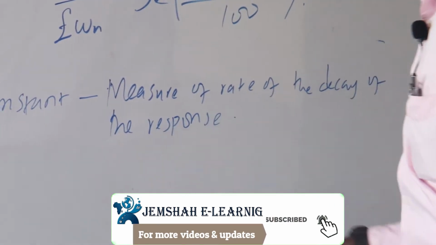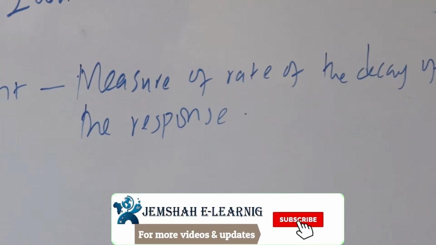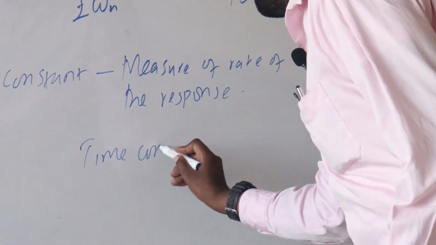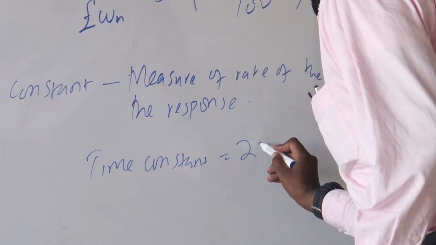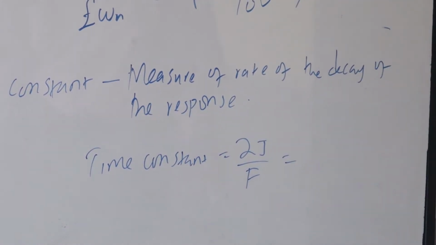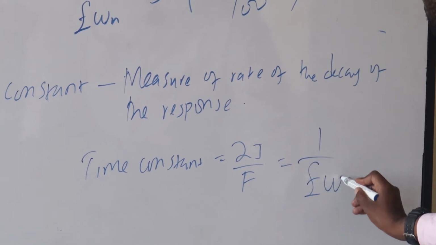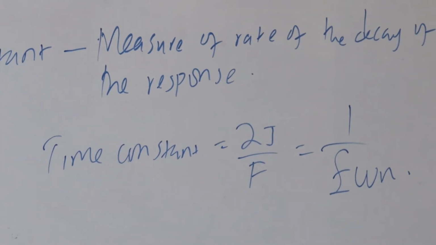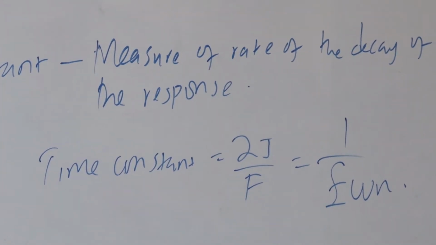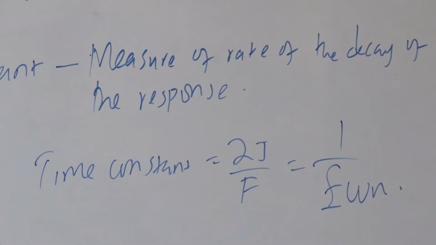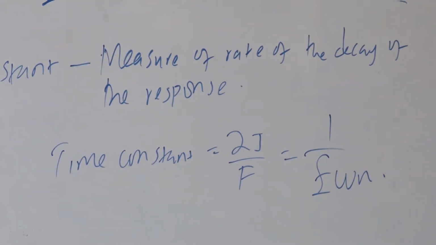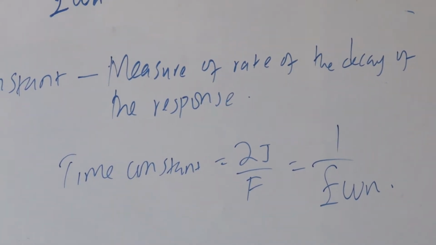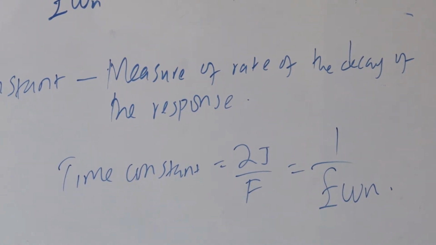The measure of the rate of the decay of the response is always given as 2J all over F, which is the time constant. That is equal to 2J all over F, which is just the same as 1 all over zeta omega n. So that is what will always give us the time constant, where in some cases the zeta omega n can as well be referred to as the damping factor. So we can always refer to it as the damping factor.